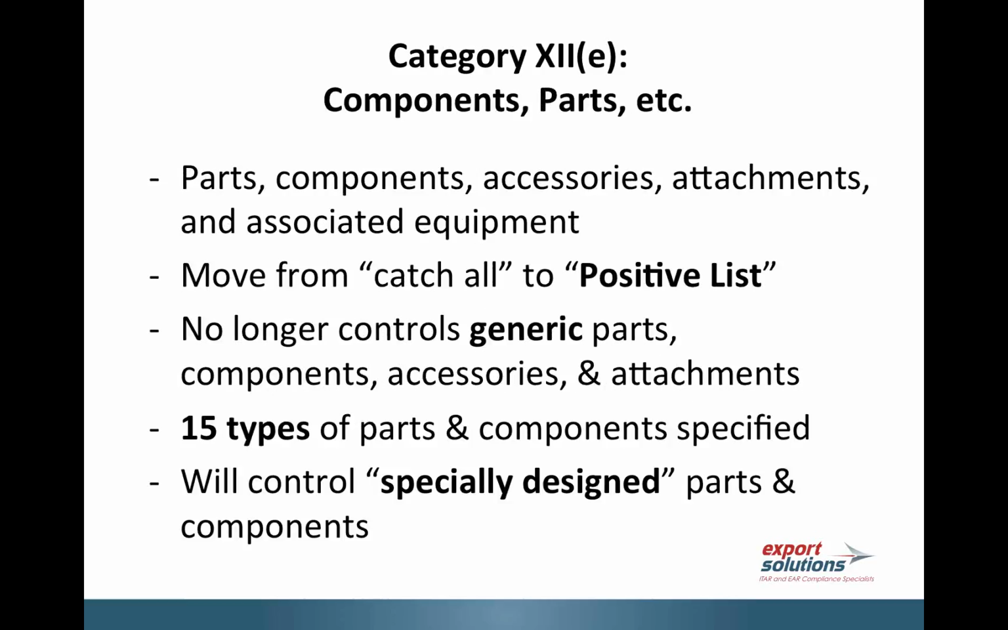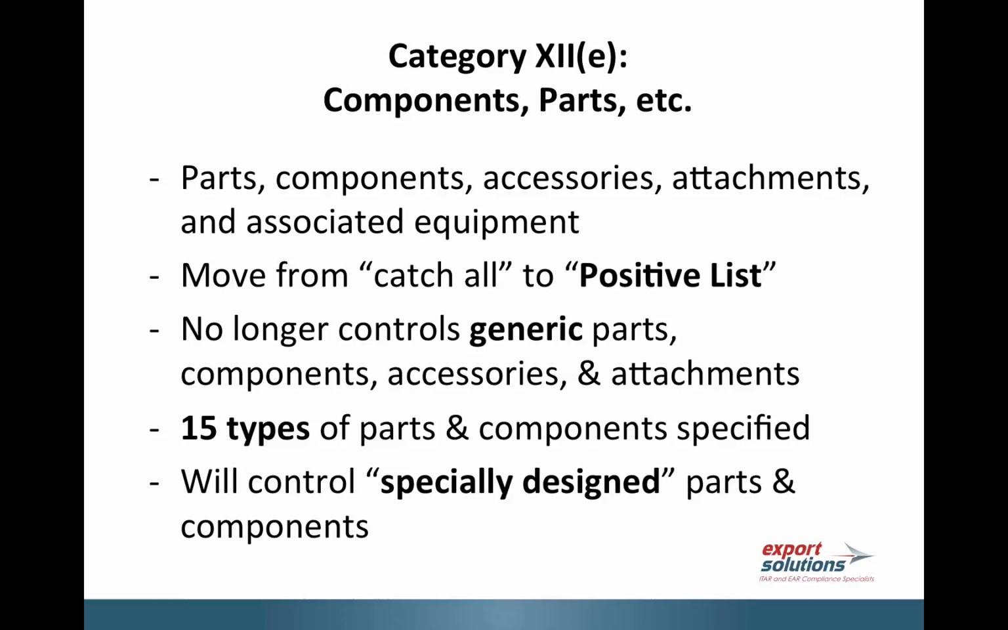And then down further, 12E is parts, components, etc. It moved from a catch-all to a positive list, as we did with Category 7 and Category 8. It no longer controls generic parts, components, accessories. We talked about nuts, screws, bolts, fasteners. Well, the electronic equivalent of those, of these targeting systems, etc. There are generic parts within those as well. I don't know what those parts would be, but that's why I said you have to involve the technical people. Maybe circuit boards and diodes and things of that nature. There are 15 types of parts and components that are specified, and it will control specially designed parts and components. So Category 12 is still very, very viable, and it's just more of a positive list now.